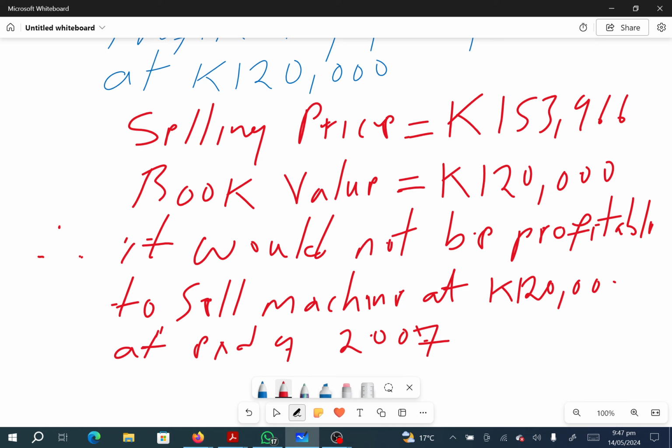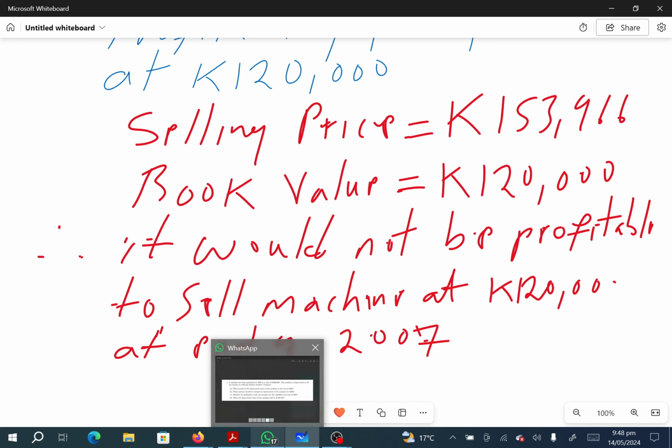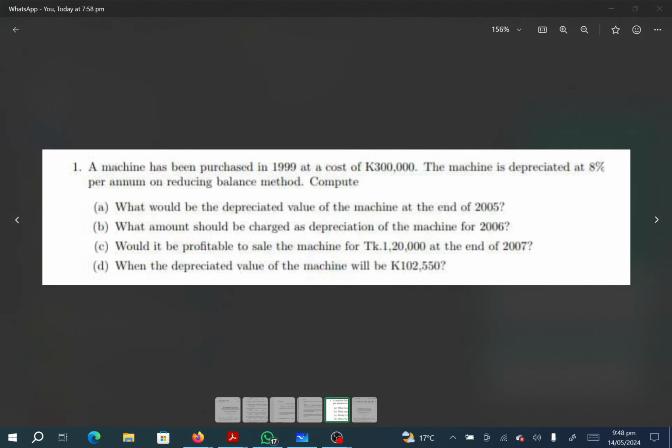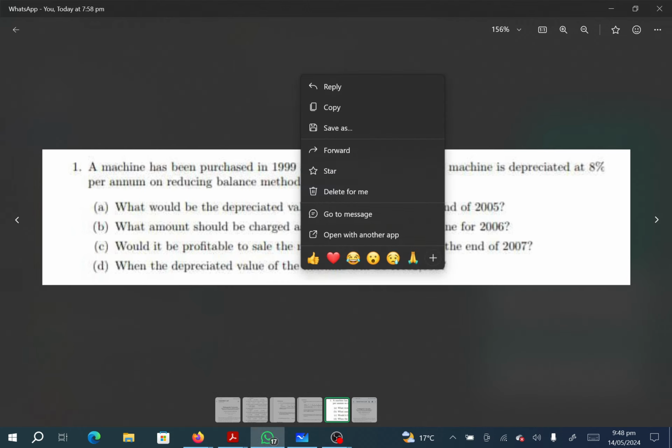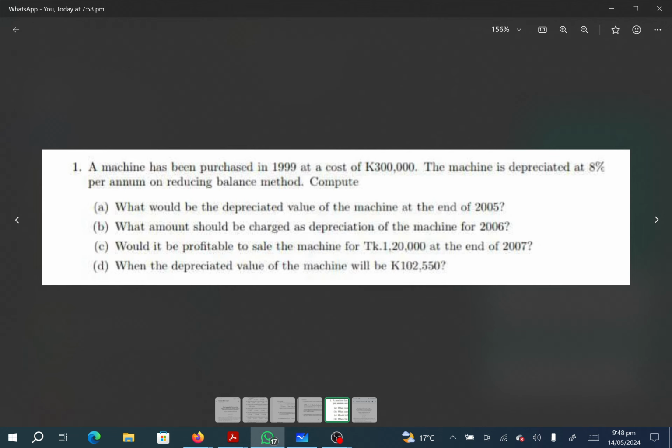Okay, so then let's look at the last part of the question. I had opened a new board, so I'll just copy it. The last part of the question is saying when the depreciated value of the machine will be 102,550. So they're asking for the year when the depreciated value would be 102,550.